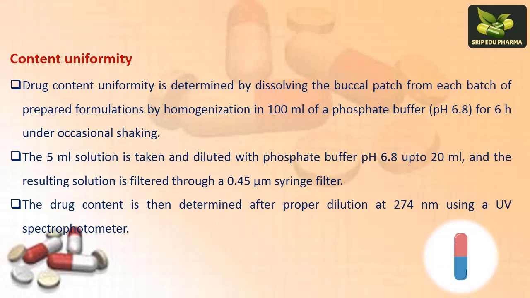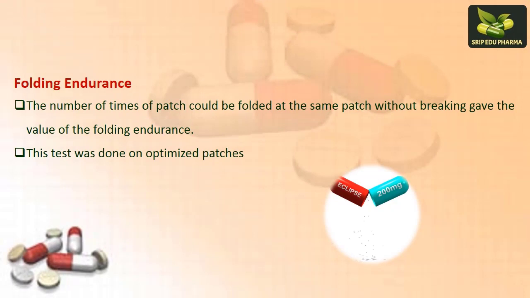The whole content is then determined after proper dilution at 274 nm using a UV spectrophotometer. This is the method by which we identify the content uniformity of the buccal patch or the buccal film. Folding endurance is also an important parameter, but it is done for optimized patches only, and it is the parameter in which the number of times a patch is folded is counted, and it is folded till the patch breaks. And as I already told you, this test is done only on optimized patches.